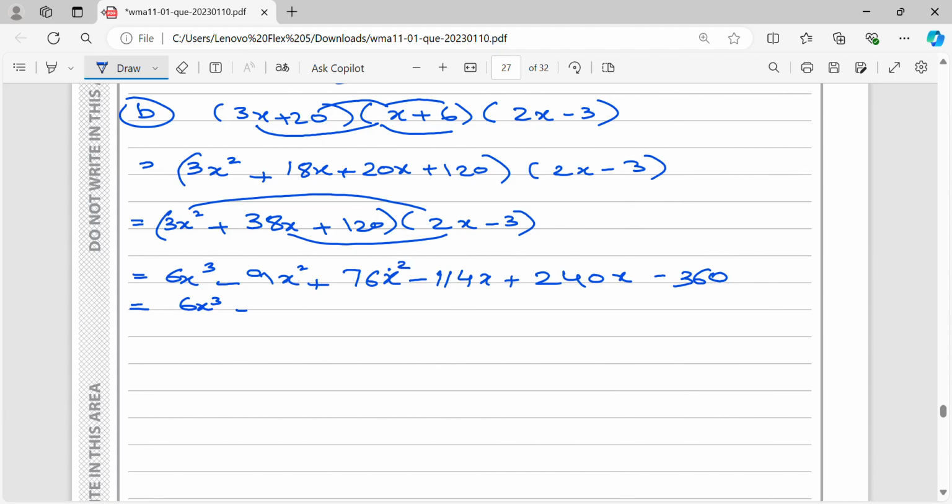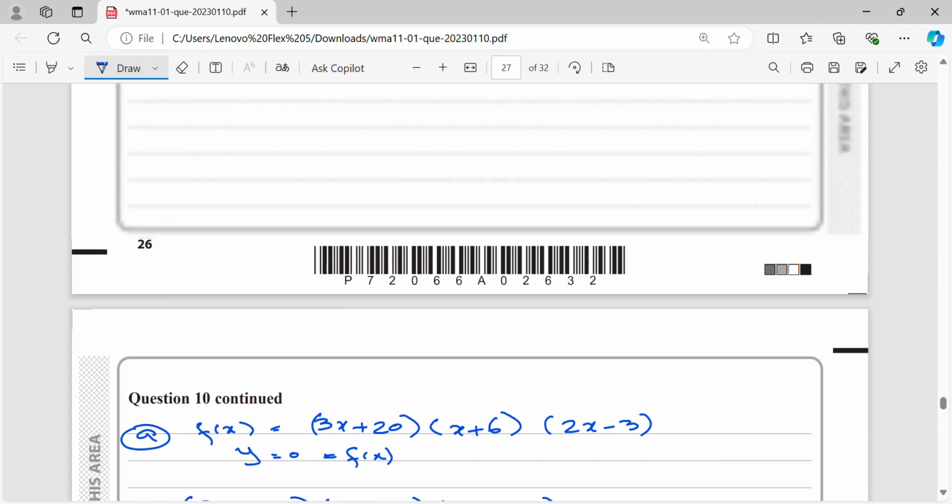This is squared. Right. Minus 9 plus 76 is plus 67. Minus 114 plus 240 is 126 plus 126, and minus 360. Right. That was part B. Now let's move on to C.